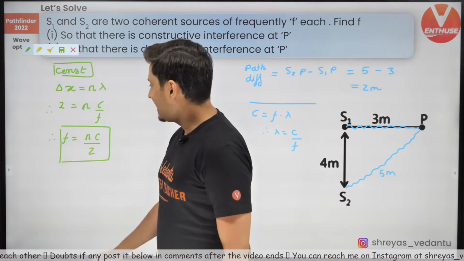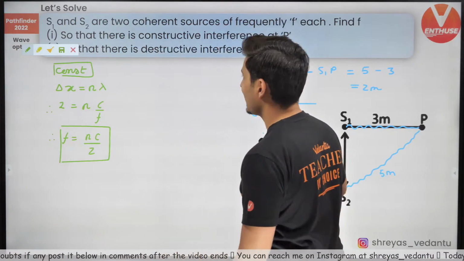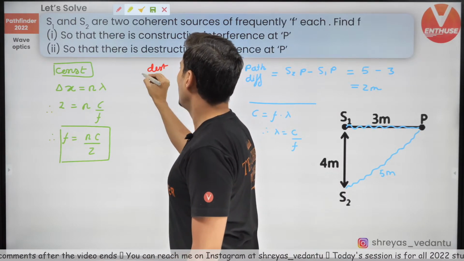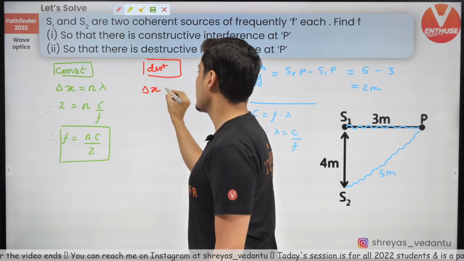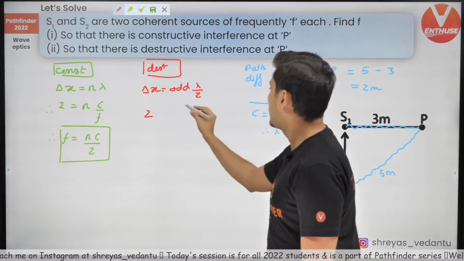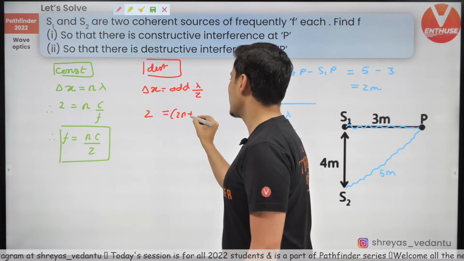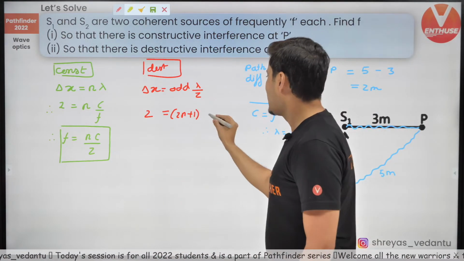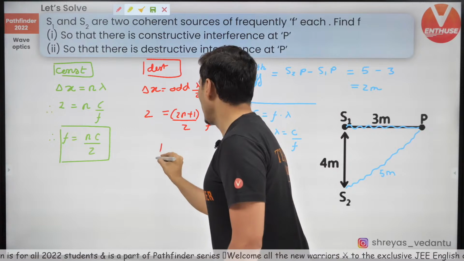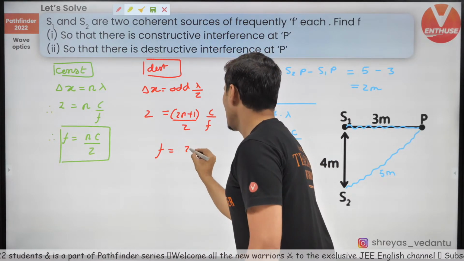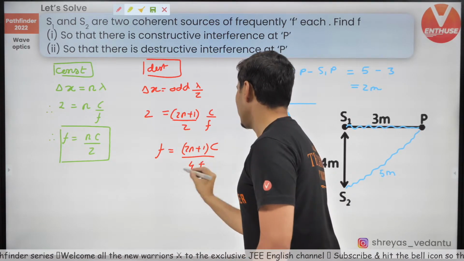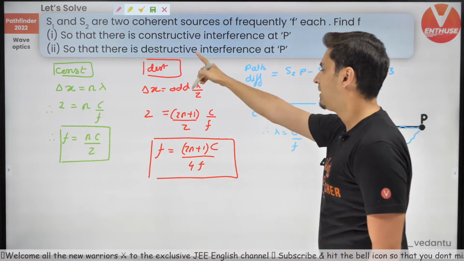Yes, and for the second case, somebody has already put up the answers. Let's see whether the second answer is also correct or not. For destructive interference, what's the condition? Delta x is odd times lambda by 2. What is delta x? 2. What is an odd number? 2n plus 1. Any number of the form 2n plus 1 is an odd number. Lambda is C by F and 2 is as it is. So F will be equal to (2n plus 1) into C divided by 2 into 2, that is 4. So that's for destructive interference.